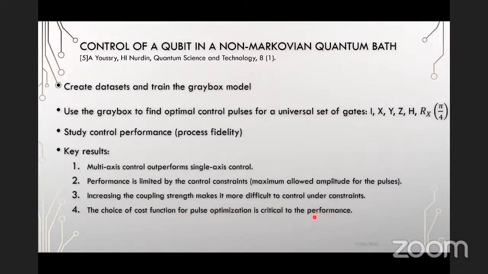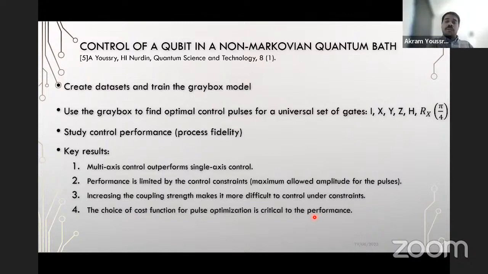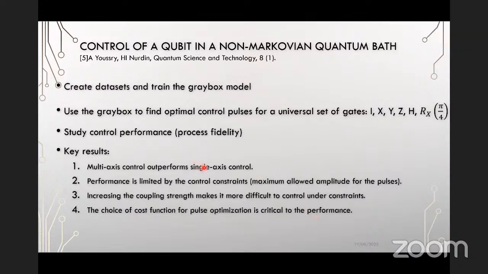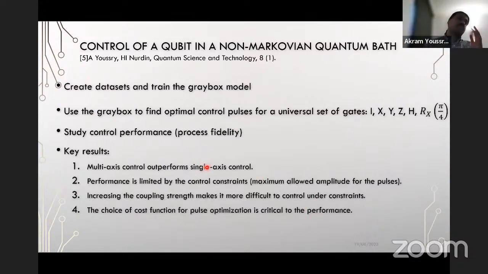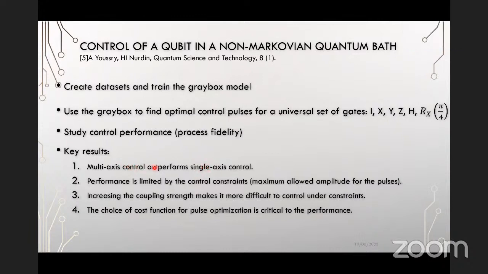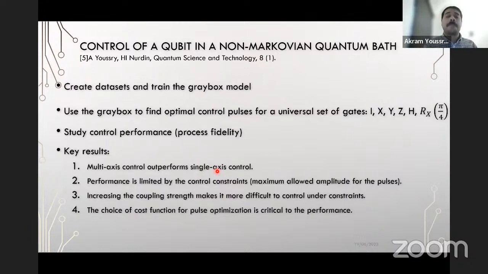I just have one question here. What axis do you refer to when you're saying multi-axis or single axis? What is this axis for? It's where the pulses are. Single axis means your pulses are in the x-axis in the Pauli. Multi-axis is in x and y. All right. Thank you.